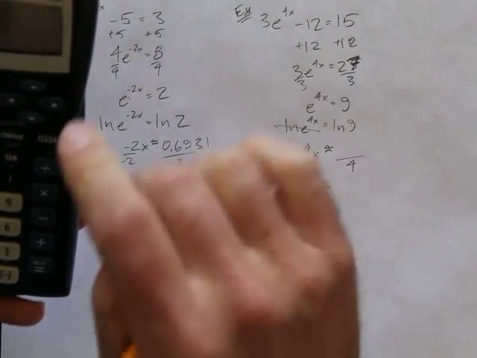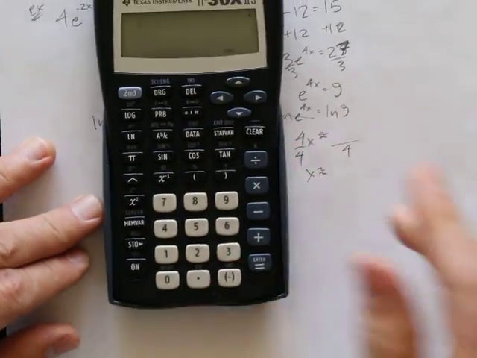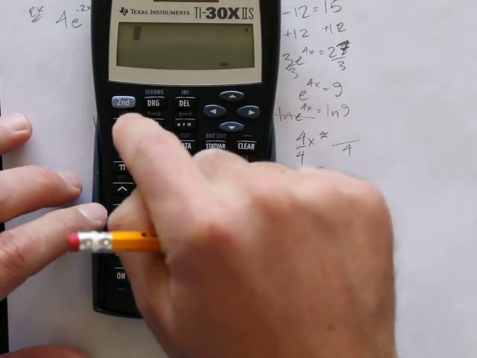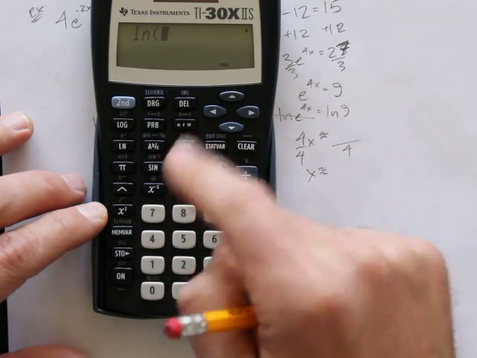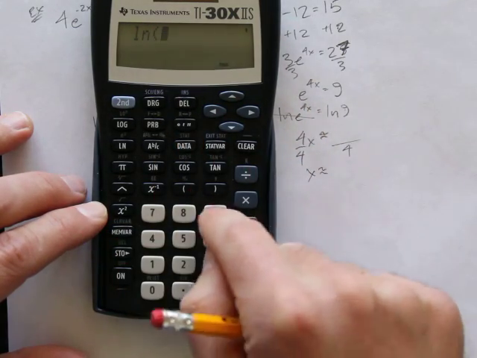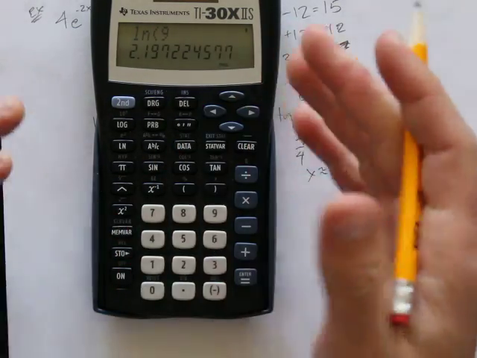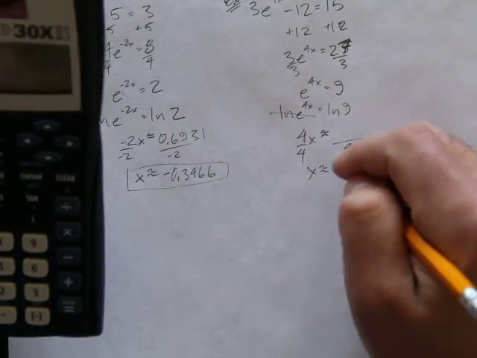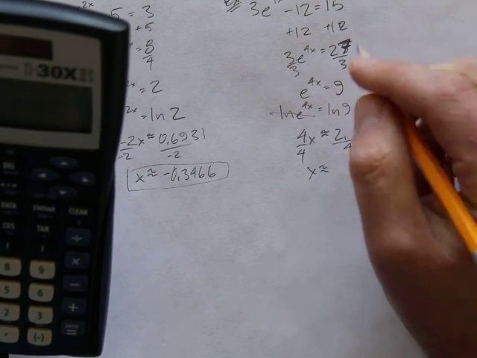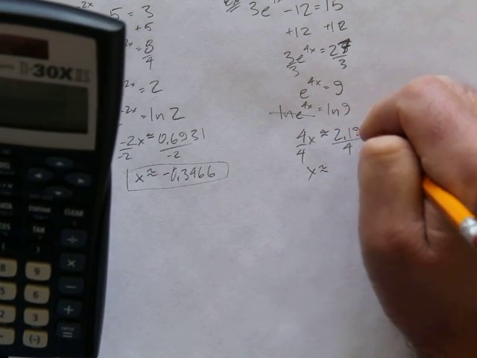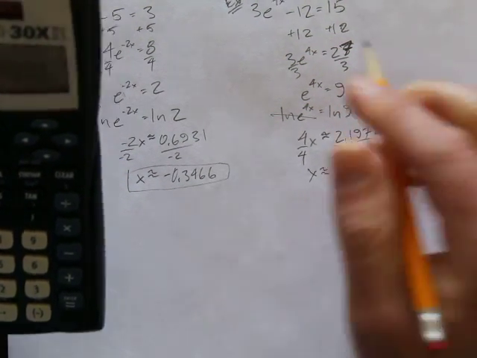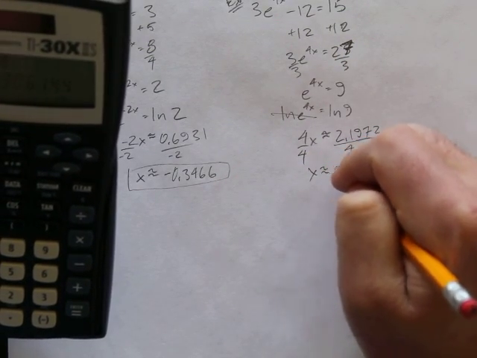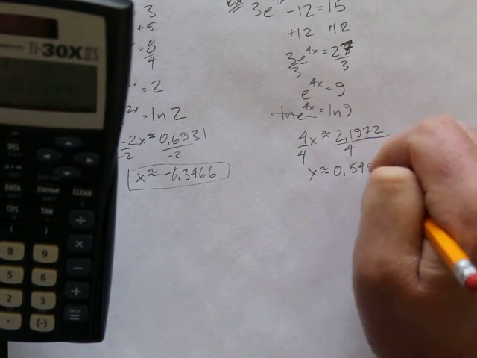So natural log of 9. On your cell phone, if you turn it sideways, you push 9 and then push natural log. But on this type of calculator, you push natural log first and then 9, and I think most calculators are going to look that same kind of way. Natural log of 9, 2.1972, blah, blah, blah. Then I'm going to divide by 4, and I get approximately 0.5493.